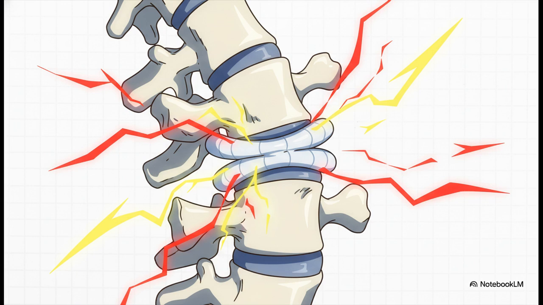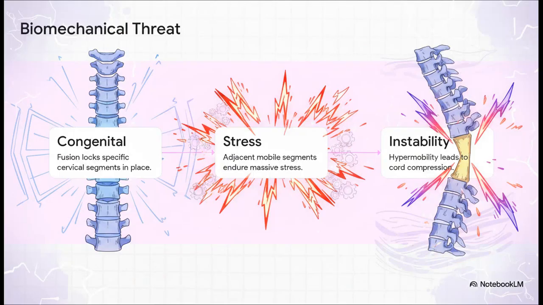This is an absolute must-know fact. If you take away only one single thing from this explainer today, let it be this. The crucial thing here is understanding why this happens. The fused block vertebra itself, it's rigid, it's stable. The actual threat doesn't come from the fusion directly. It comes from the devastating mechanical stress that the fusion forces onto the healthy, mobile joints immediately above and below it.